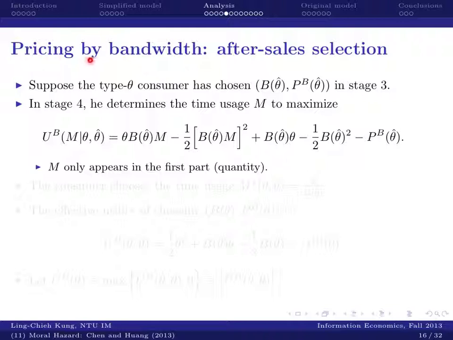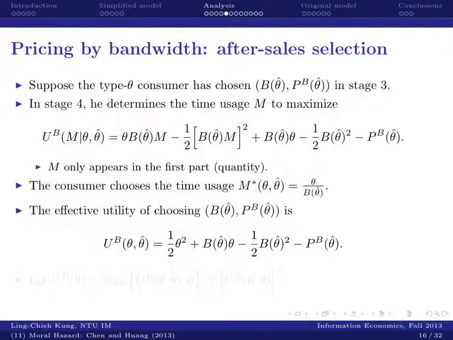Suppose I do pricing by bandwidth. So let's see what's going on here. Suppose I design a contract by providing different connection speeds with different prices. A type theta consumer chooses another contract that is intended for another consumer. Then the consumer needs to determine the time usage M to maximize this. In this case, M will appear only in the first part. If you go back two pages from here, you will see that when one is priced by minutes, he will adjust the bandwidth, and the bandwidth will affect all these four terms. But when he is priced by bandwidth and can only adjust minutes, minutes only appears in the first two terms, or the first part, quantity.